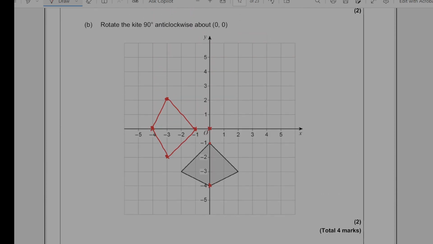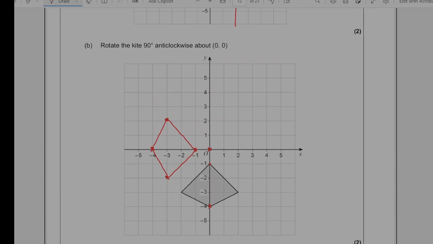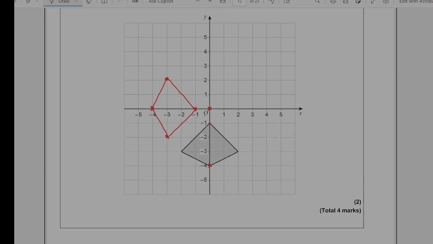And I would strongly recommend you double check that with tracing paper. You put your tracing paper over it, trace out the shape, including the point of rotation. You put your pencil on the point of rotation and turn your tracing paper 90 degrees clockwise and check that they match up.